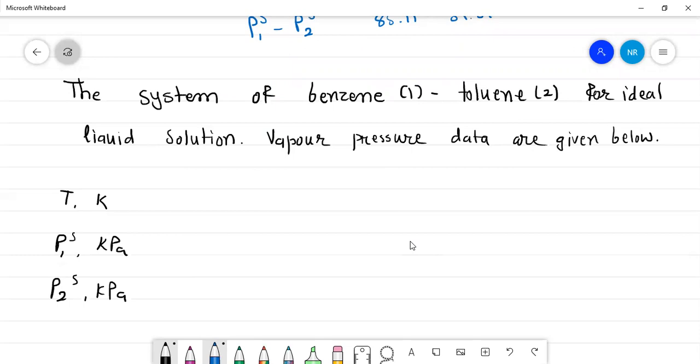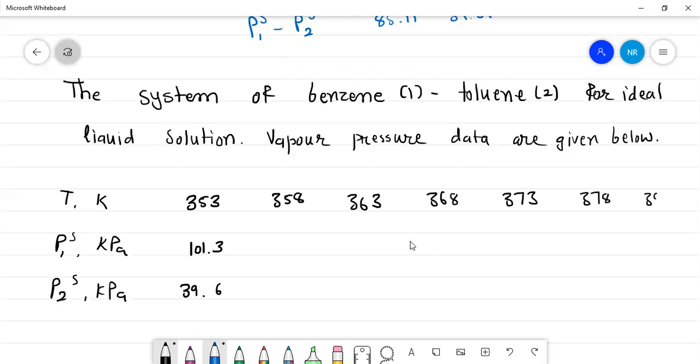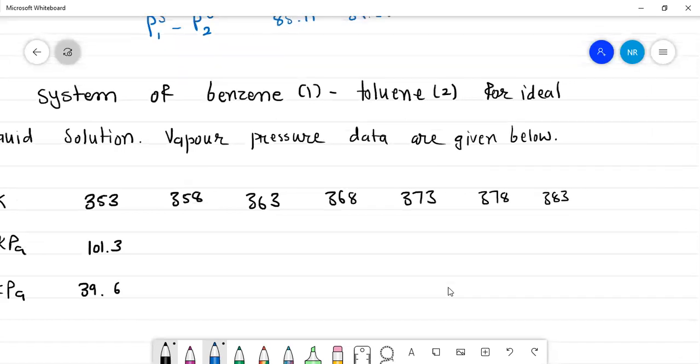So the different temperatures given are 353, P1 saturation 101.3, P2 saturation 39.6, then 383 and 383.6. Either 116.9, 135.4, 155.7, 179.1.